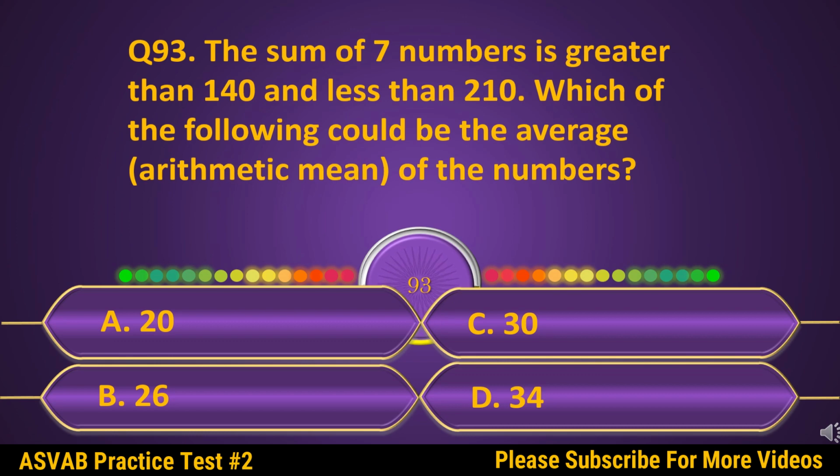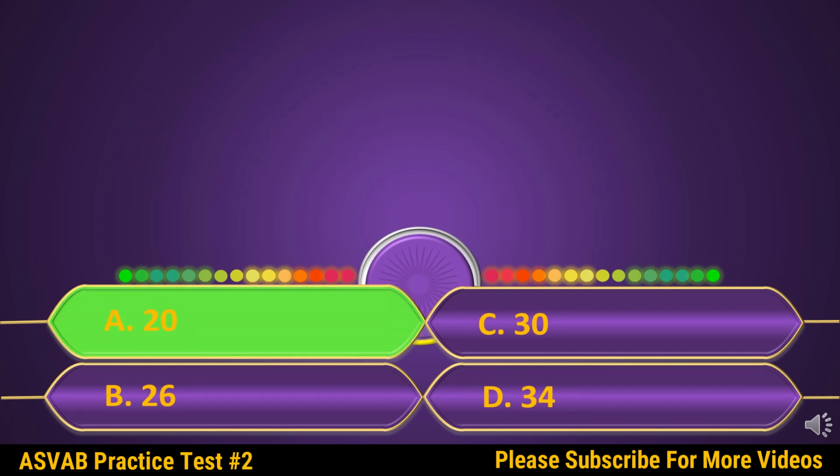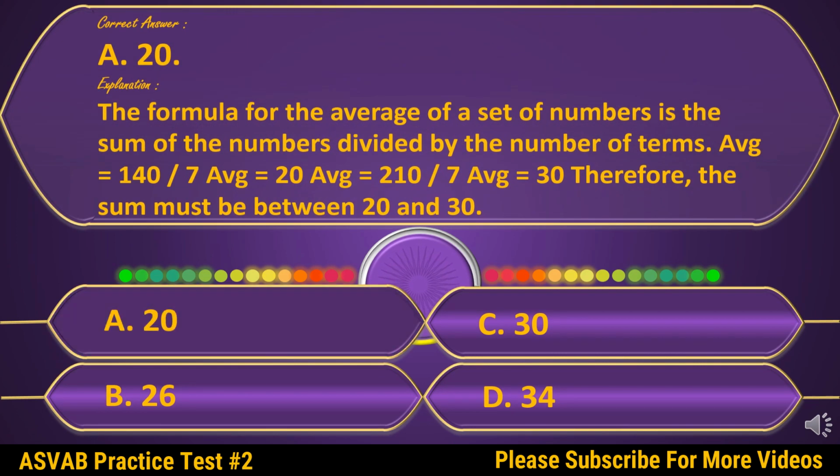Question number 93. The sum of 7 numbers is greater than 140 and less than 210. Which of the following could be the average arithmetic mean of the numbers? And the options are A. 20, B. 26, C. 30, or the option D. 34. And the correct answer is option A.